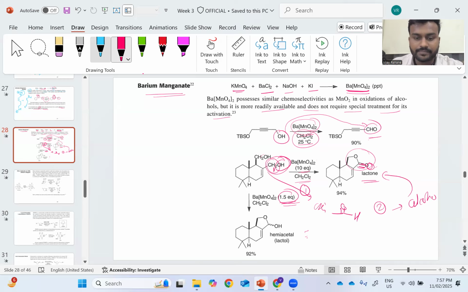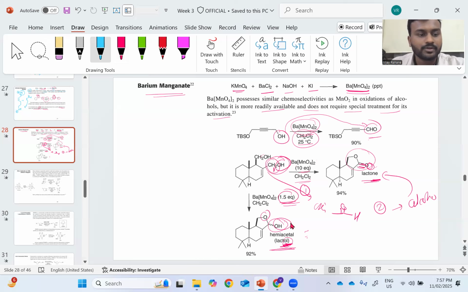the first oxidation takes place, and then only the hydroxy group attacks the aldehyde, and it gives the alcohol, right? So this step occurs only here, and we get the lactol as a product, not the lactone. Here, ONE stands for a keto group, and here OL refers to the alcohol. So here we get the hemiacetal in this case. So these are some utilities of this barium manganate.